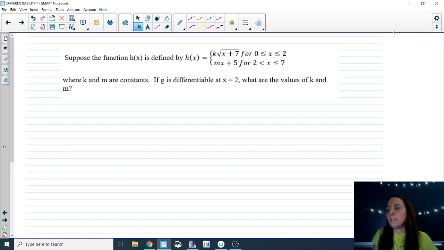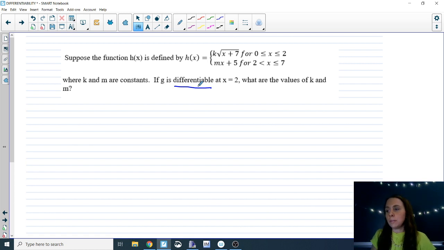Suppose the function h of x is defined by h of x equals this piecewise function, where the first piece is k times the square root of x plus 7 for the interval from 0 to 2, and the right-hand piece is mx plus 5 for the interval from 2 to 7. K and m that you see here are constants. If h is differentiable, and it's clutch that you know what this word means for this example, if h is differentiable at x equals 2, what are the values of k and m?